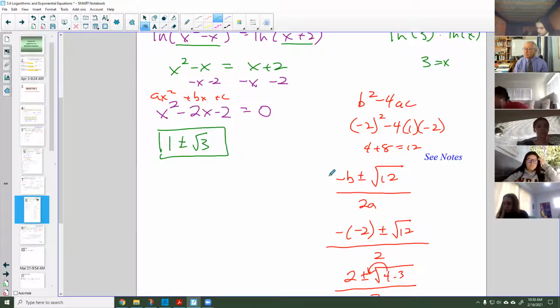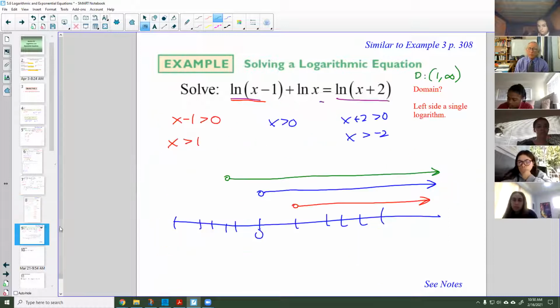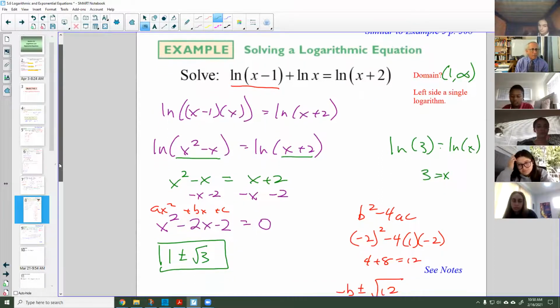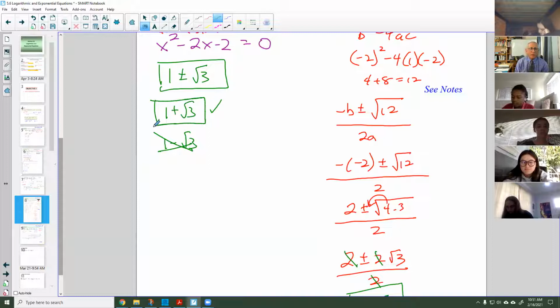But we have a problem, because my domain is 1 to infinity. So 1 plus the square root of 3, that one's going to work. But 1 minus the square root of 3, that's going to give me a negative number. So that one's not going to work. So I think this is my only answer, 1 plus the square root of 3.